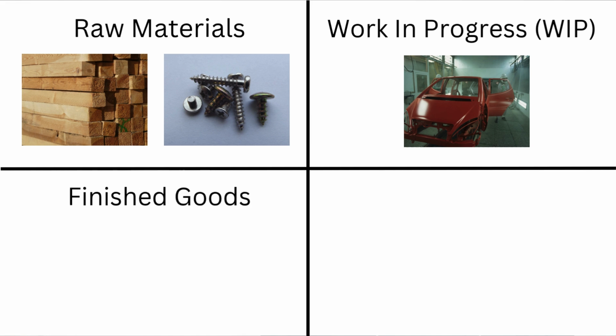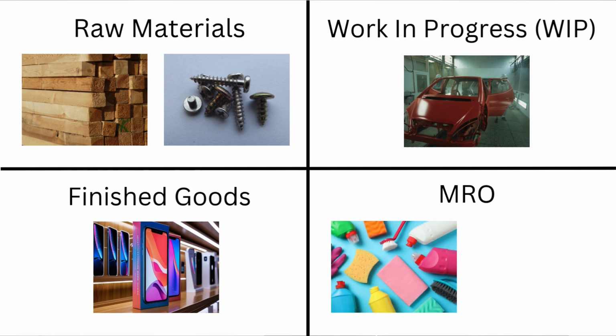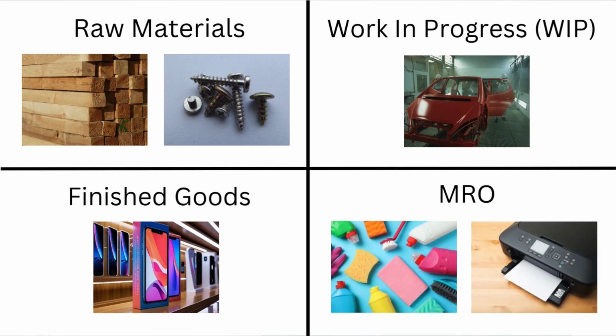Number three, finished goods. These are your ready to sell items. They've been produced, packaged, and are waiting to be sold or shipped. So an example, that smartphone on the store shelf, that's a finished good. And number four, MRO, maintenance, repair, and operations inventory. This one is often overlooked. MRO includes the supplies that keep your business running, but that don't directly go into your product. So for an example, cleaning supplies, safety gloves, tools, and even printer paper in the office. Understanding these four categories helps you better organize your stock, track inventory movement, and reduce waste.